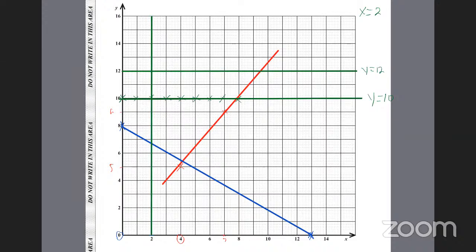Right? I know your graph page getting a little jumbled up, but trying to save the environment, right? Trying to use everything on one graph sheet.